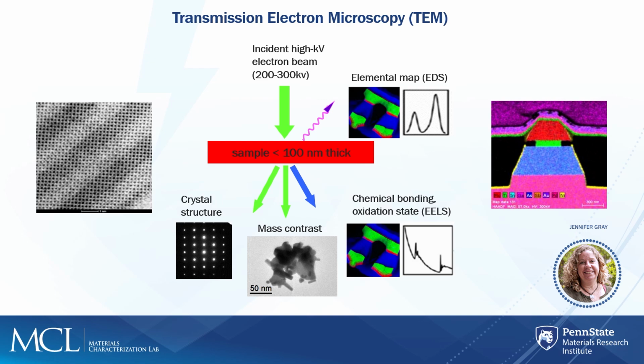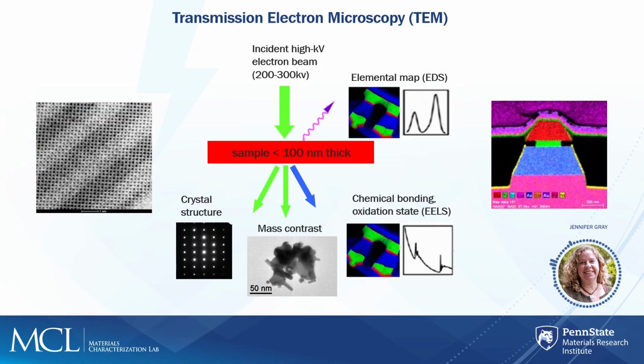So regions that are thicker or have heavier mass are going to appear darker. Regions that are strongly diffracting might appear darker. And so this can give us a lot of information about the sample all the way down to a resolution of 1 angstrom or even less in some of our more advanced microscopes.